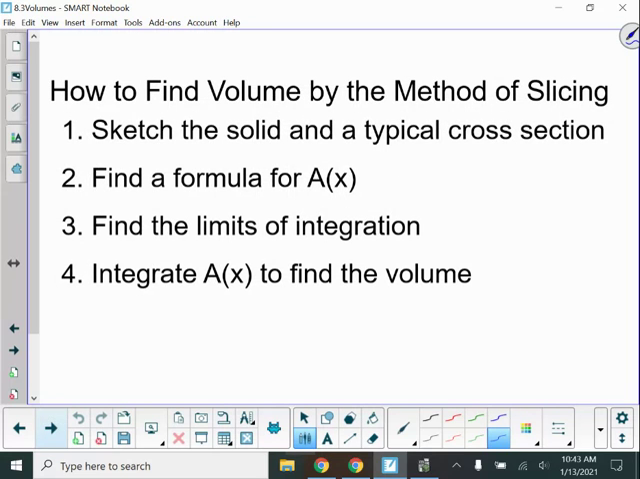So here are your steps for finding your volume by slicing. You're going to sketch what a typical cross-section would look like. You need to determine whether your cross-section is a circle, a triangle, or a square, because then step 2 is find a formula for A of x. So you need to know, am I looking for the area of a circle? Am I looking for the area of a square? Am I looking for the area of a semicircle or a triangle or something similar? Then you're going to find your limits of integration. So you're going from what to what, and then you're going to integrate your A of x to find the volume.